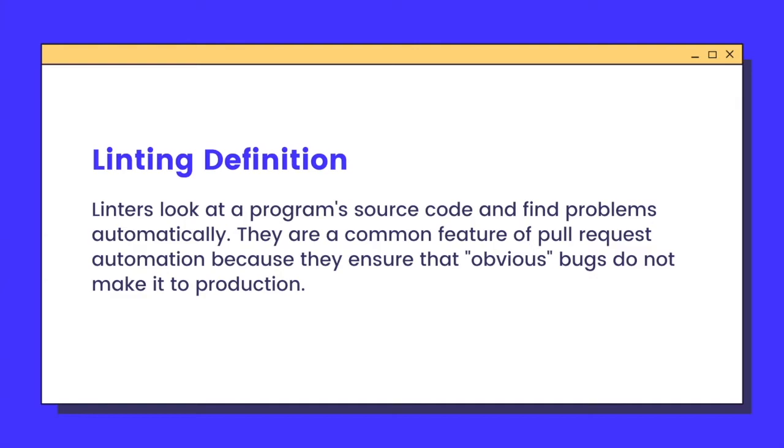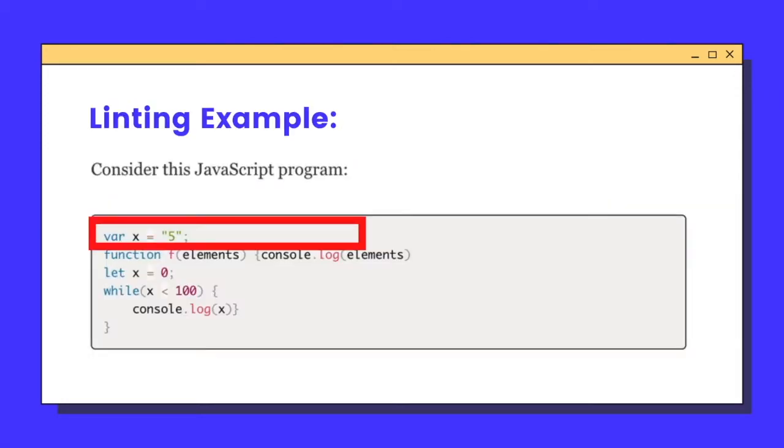Linters are programs that look at a program's source code and find problems automatically. They're a common feature of pull request automation because they ensure that obvious bugs do not make it to production. Obvious here in quotes. So an example of linting, let's again look at a JavaScript program. A very simple one. You should understand even if you don't know JavaScript.